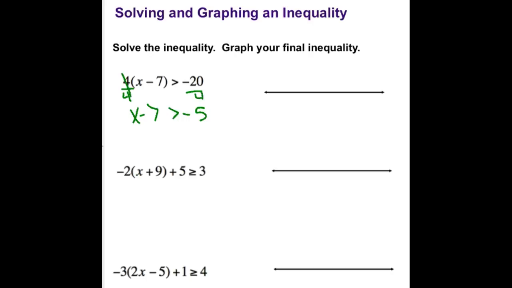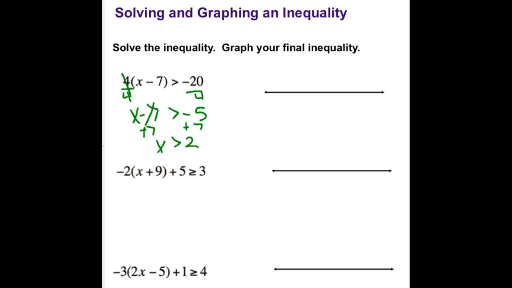Now notice I divided by a positive number, so my inequality is fine just the way it is. I keep solving, add 7, x is greater than 2. At no point did I multiply or divide by a negative number, so I don't have to worry about flipping the sign. Now I just have to graph.